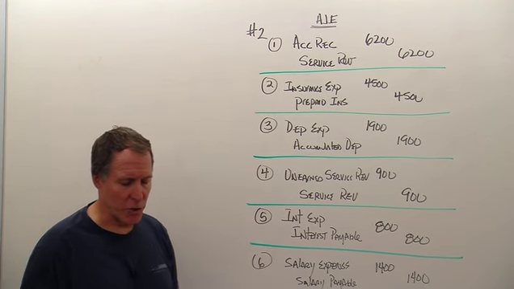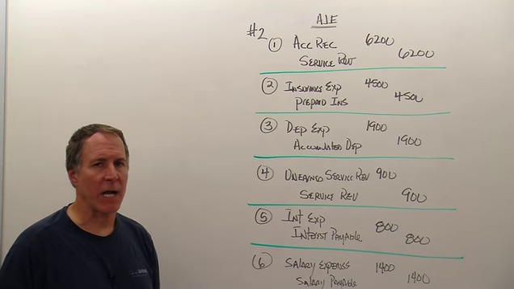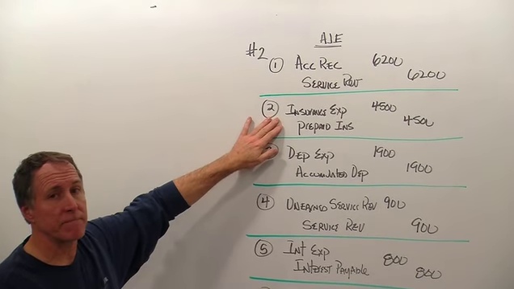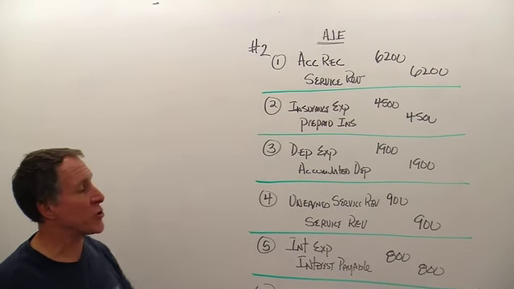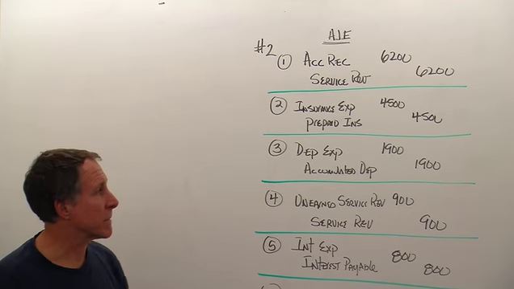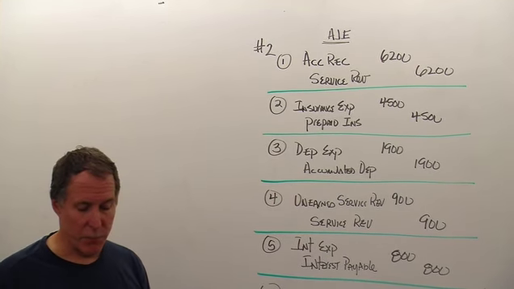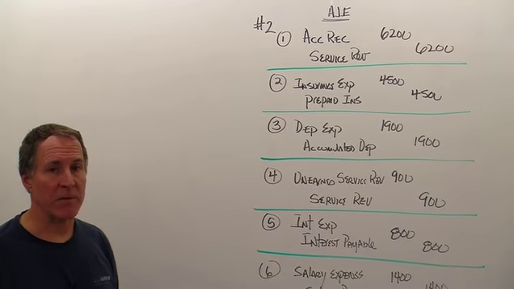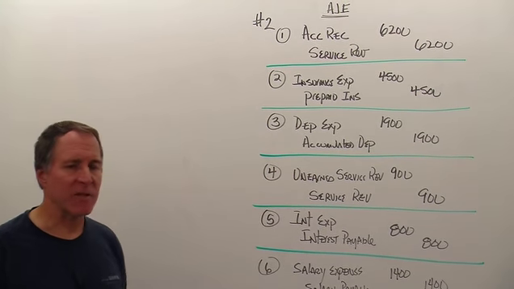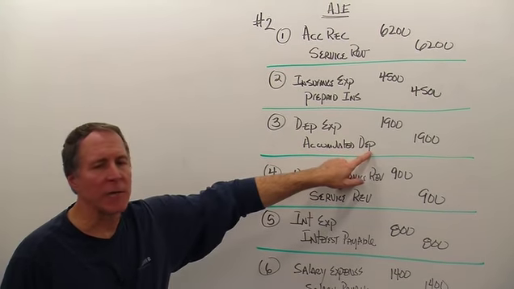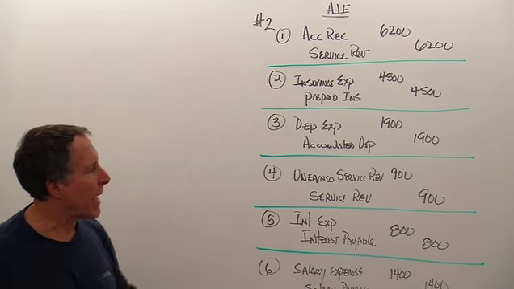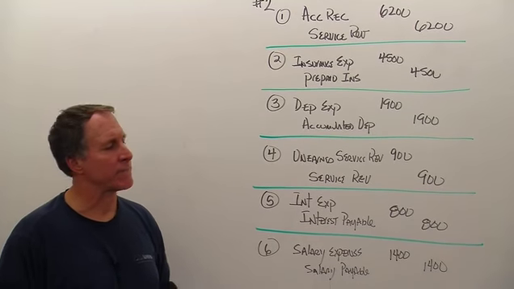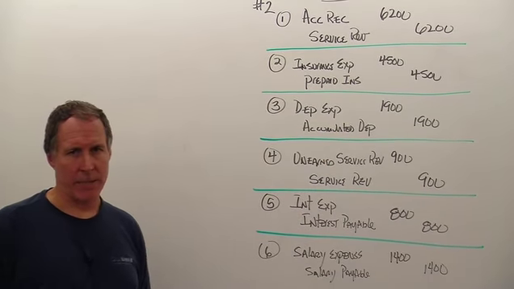Item 2. Insurance that expired during the period, $4,500. Well, that means that I have insurance expense, $4,500. That's what's expired. And prepaid insurance is going to go down by $4,500. In item 3, it says depreciation expense on equipment is $1,900. So I'm going to debit the depreciation expense, $1,900. And remember, we have this account called accumulated depreciation, and I did abbreviate it, and that is a contra asset. Again, I can't stress enough that you know that that's a contra asset, and I credited that for $1,900.